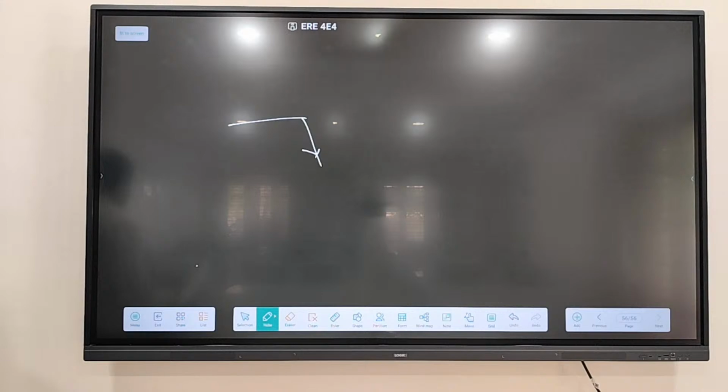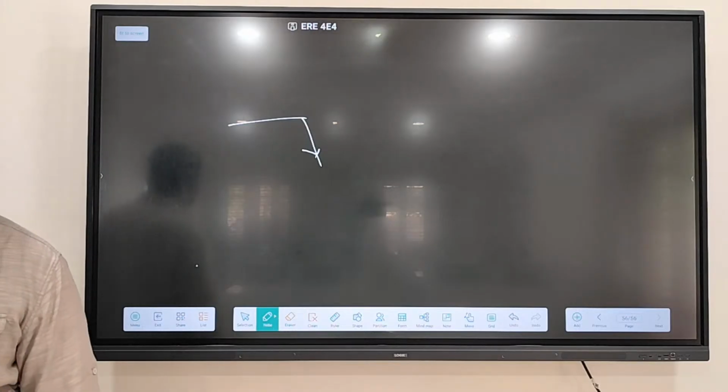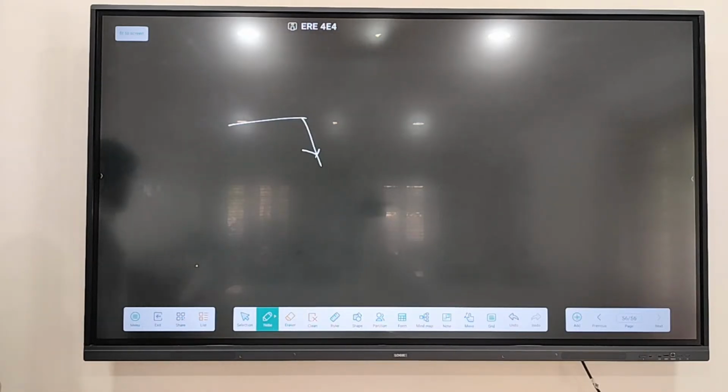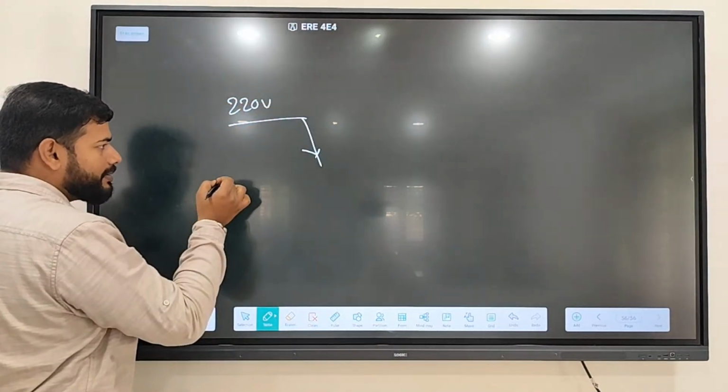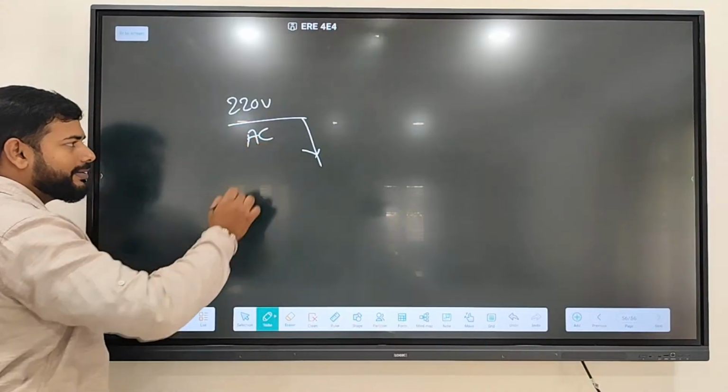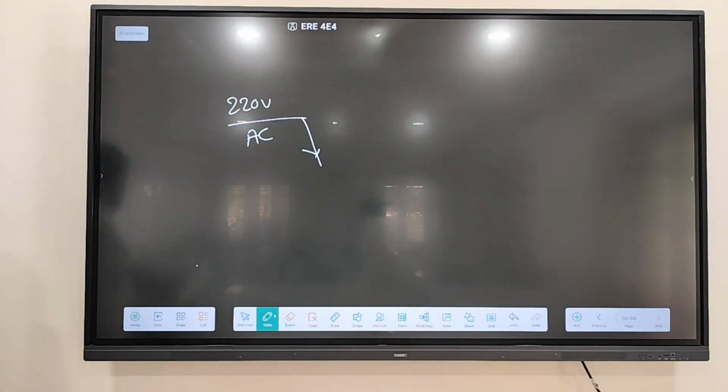Household electric current: how much voltage of electric current are we getting to our home? 220 volt. AC current or DC current? AC current, alternating current. We are getting it to our home.